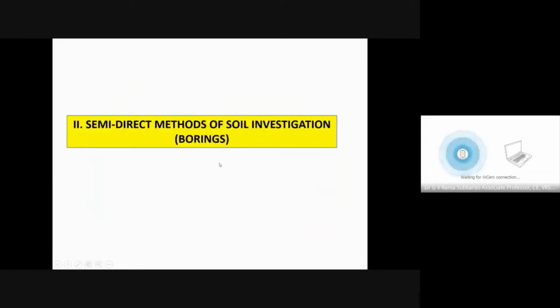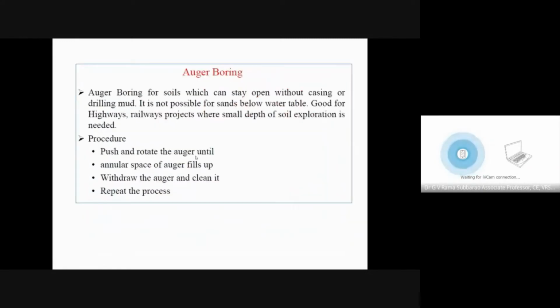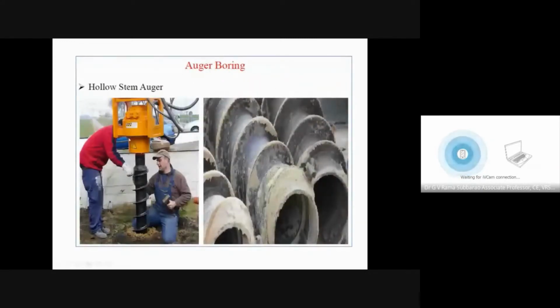So next, semi-direct methods means borings. This is very important. People should know the meaning of this word boring. Boring is also called drilling. Now you see, I will show you some pictures here. This is auger boring. These two people are busy making a hole in the ground. Boring means making a borehole, making a hole in the ground in order to investigate the soil. So these people are busy doing auger boring.